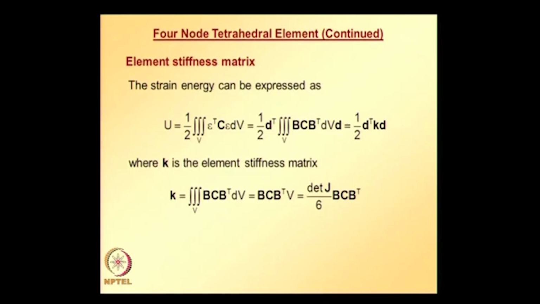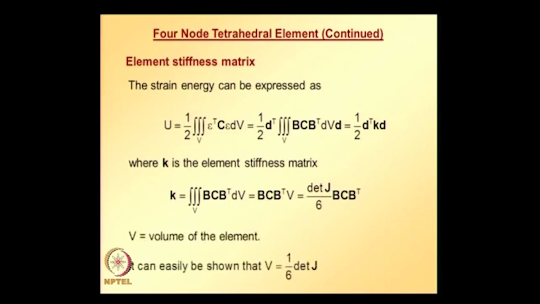Please note that this integral is simplified in this manner based on the condition that B is constant. If B is not constant, we need to do numerical integration, we need to adopt some kind of numerical integration like Gaussian quadrature, where V is the volume of element, and it can be easily shown that volume of element is 1/6 of determinant of J. So, this is how one can evaluate element stiffness matrix for the 4 node tetrahedral element.